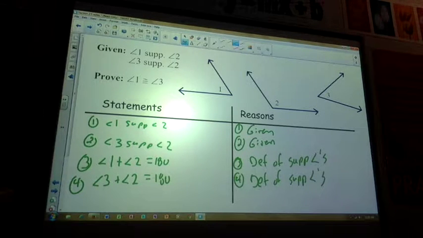You can do angle 1 plus angle 2 equals angle 3 plus angle 2. Why can we say that? Transitive. Why is it transitive and not substitution in this case? Because there's three things. That's it. Got it. All right.